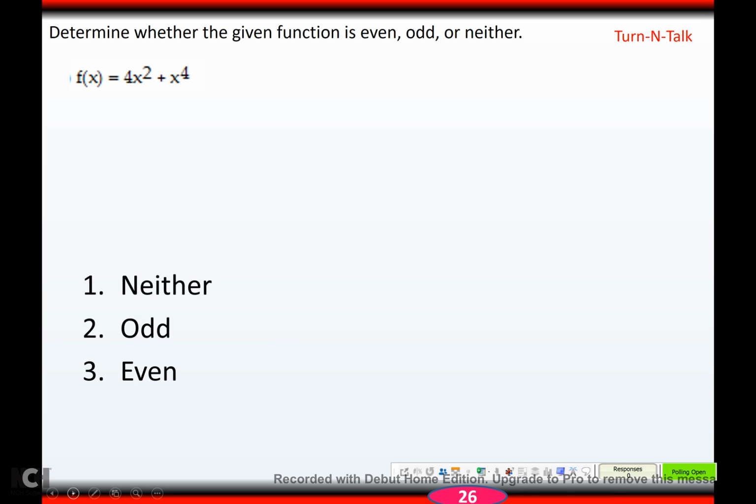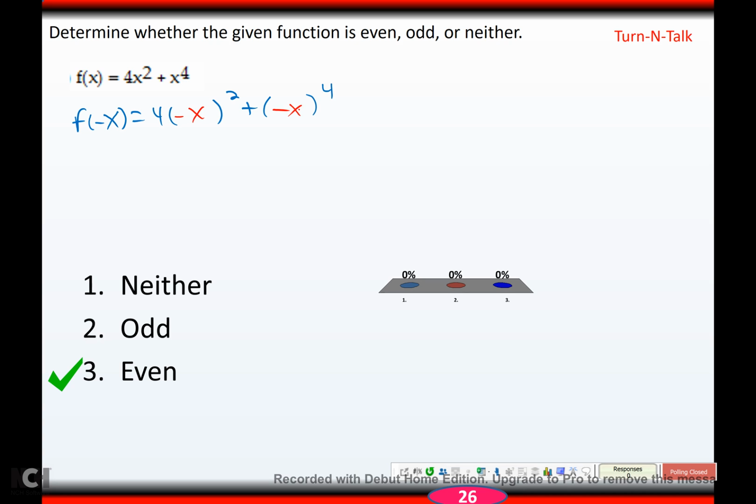Alright, you try, hit pause, come back when you're ready. And hopefully you got even. Algebraically, f of -x equals 4x squared plus x to the 4th, but I'm going to change all my x's to negative x's. This would be 4 times 2 copies of -x plus 4 copies of -x. And again, you don't have to write all this out. I just don't want to lose anybody by doing it in my head.